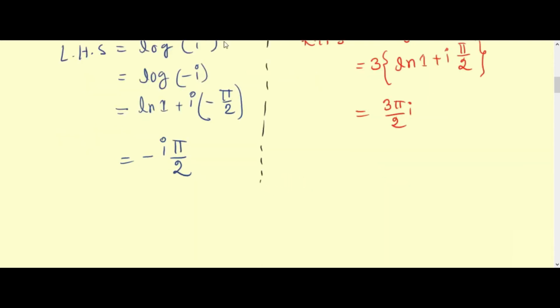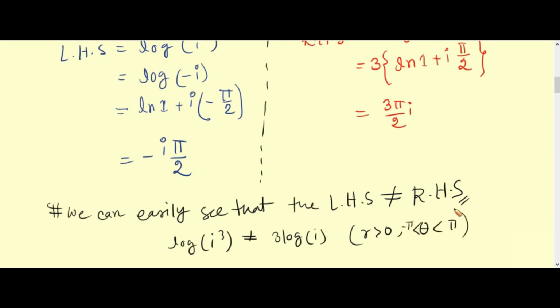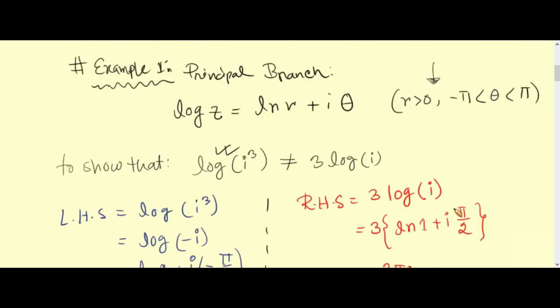So you can see that the left hand side is not equal to the right hand side. So we can say log I cube is not equal to 3 log I when we have the principal branch. So this is why we care about these branch cuts, because it will depend on which branch you are working.